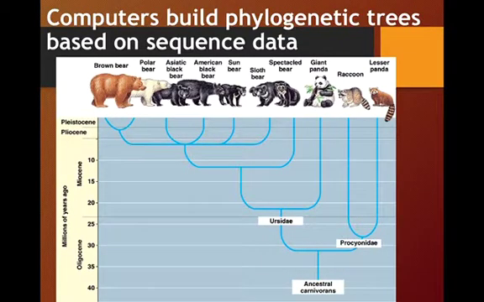This is a phylogenetic tree built based on DNA sequence data of the bear family. Okay, and you look at that, even over here, your raccoon and lesser panda are much further off. They aren't even within the same branch, but they do have a similar ancestor.